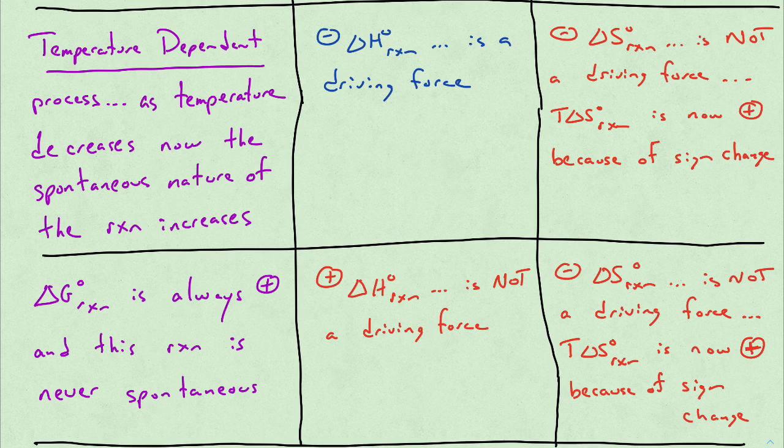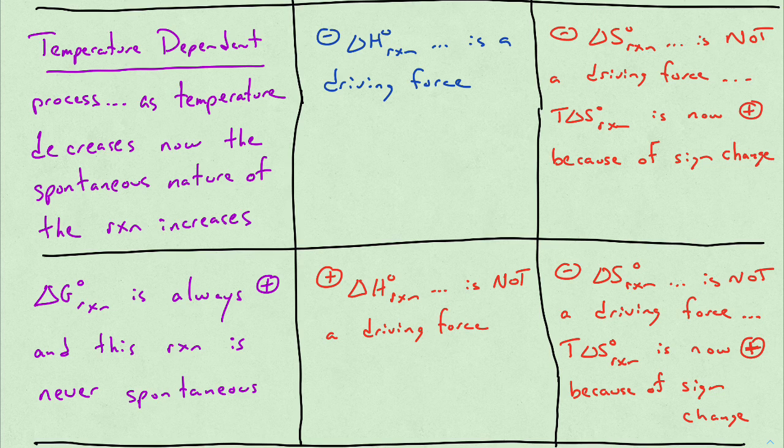So we can have reactions that are temperature dependent, meaning that if I increase temperature, that increases spontaneity. And that was the first example we did in this table. Or we can have another temperature dependent process, which is if we decrease temperature, it lends itself to spontaneity. That temperature dependence is really driven by which one is not the driving force, and we're trying to minimize that aspect of which one is not helping the spontaneity of the process.